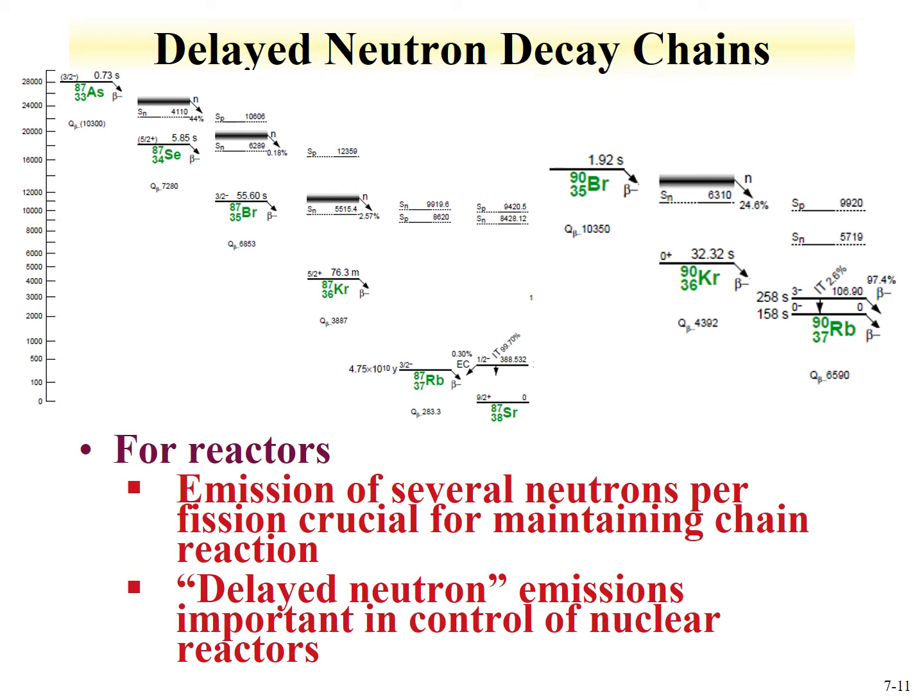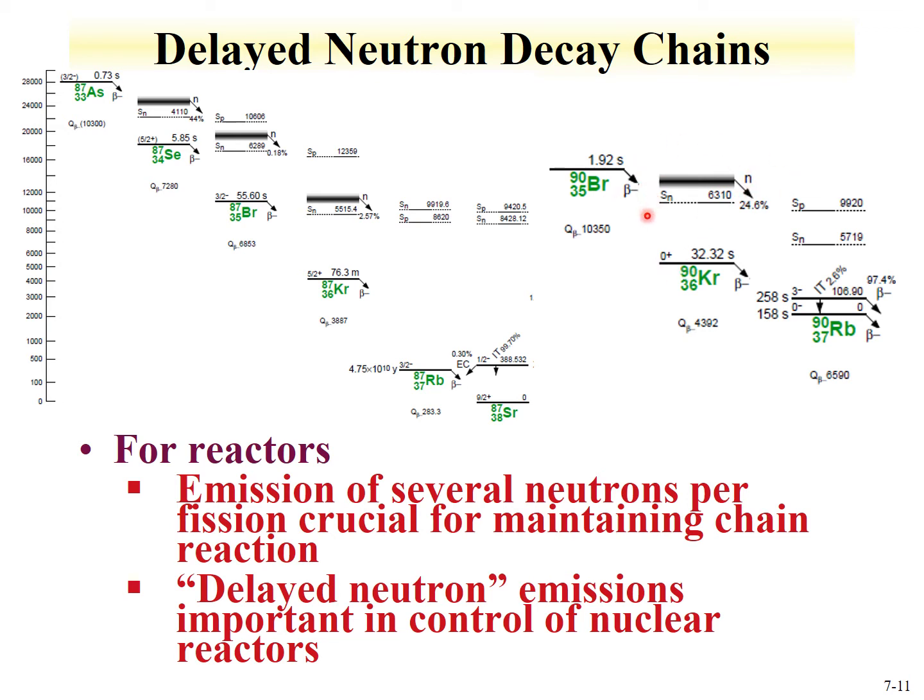Other examples of isotopes that decay by neutron emission are shown here. As an example, arsenic 87 can decay to an excited state of the selenium 87, emit a neutron. Selenium going to the bromine, same thing. Bromine going to krypton, same condition. Krypton going to rubidium, not enough energy. The krypton is only at 3.8 MeV Q value, whereas this neutron separation energy is close to 10 MeV. Bromine 90, krypton 90, same thing.